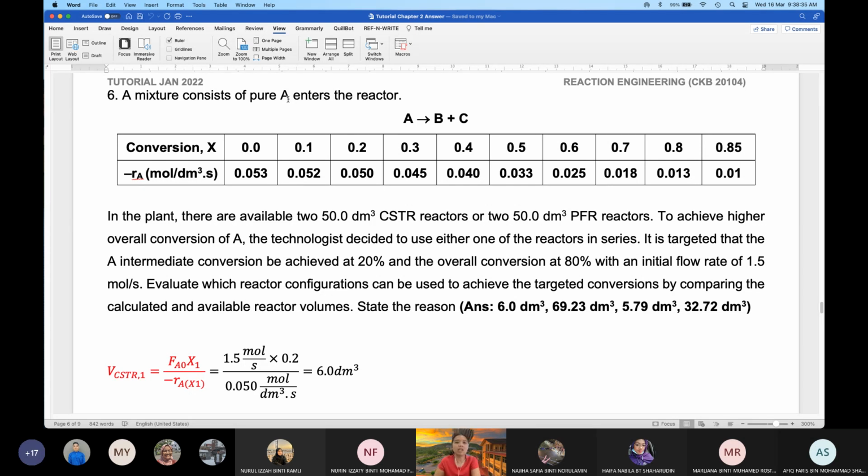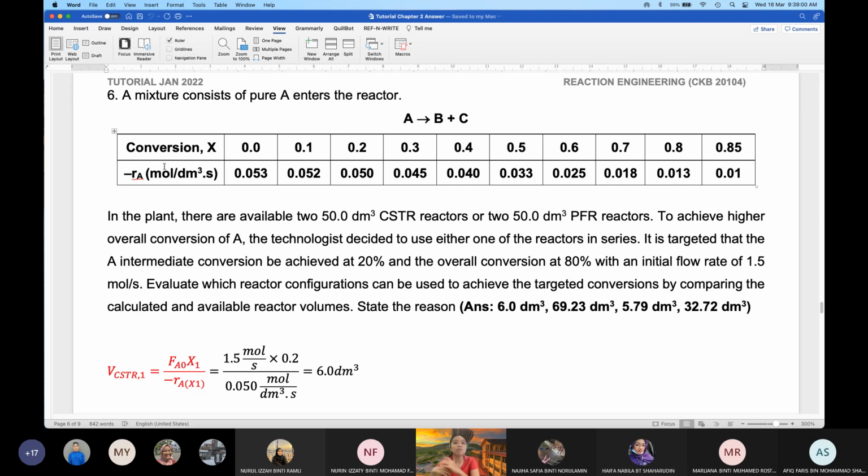Initial mole fraction of A is 1. Okay, so they give us the form of a table. So remember this table, if you noticed, last Monday we already did chapter 3, right? In chapter 3 we were learning how to calculate minus RA. In chapter 2, minus RA was already given to you in the form of a table. Meaning if I have X, I give you the minus RA. So we use this table to calculate.